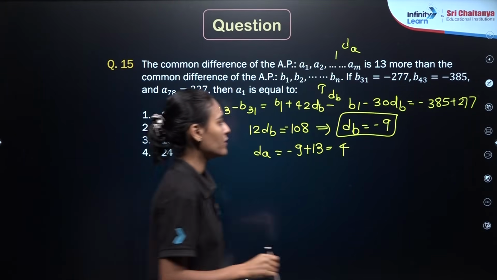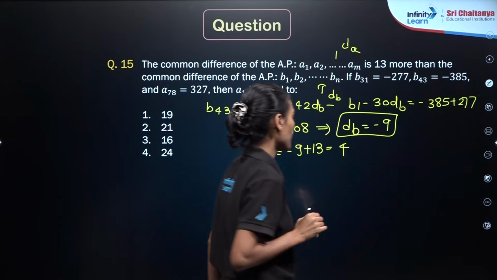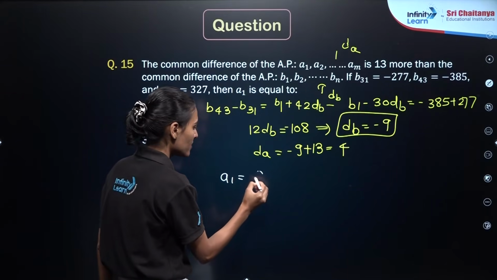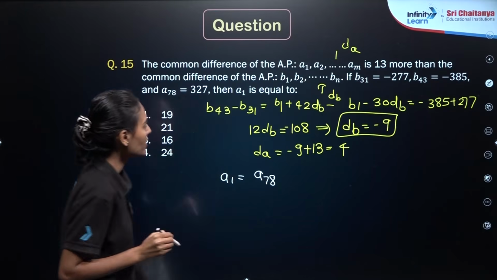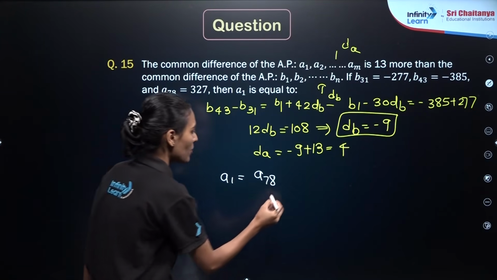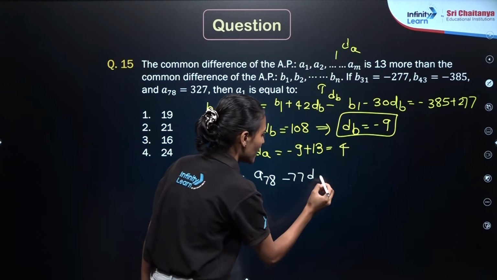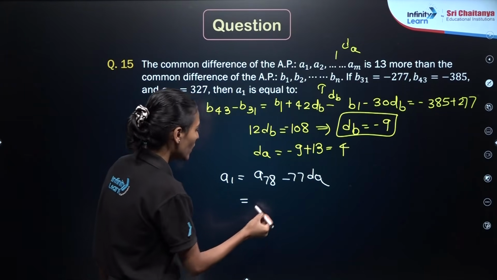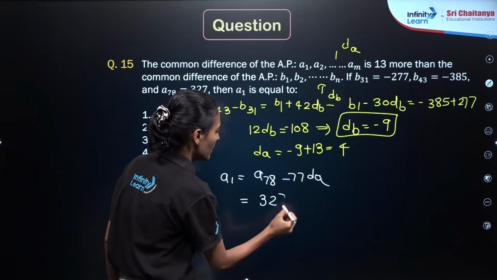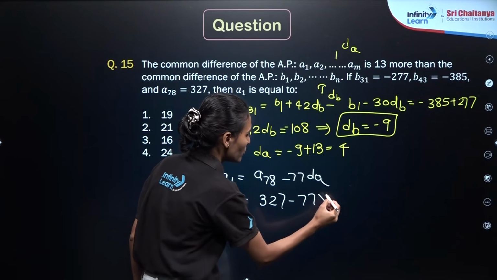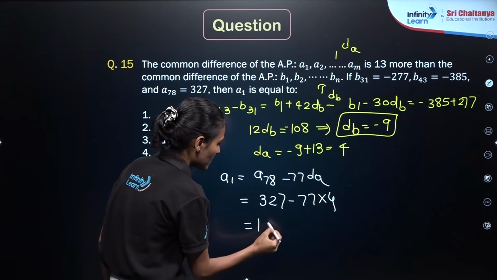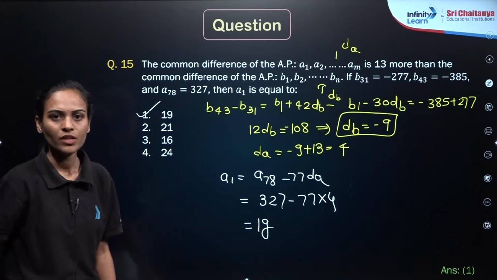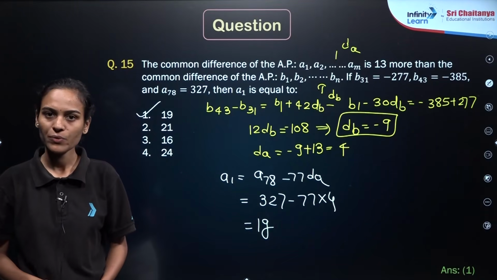Now please calculate what is A1, the first term. I can calculate it from A78, right? A78 minus 77 times dA is nothing but A1. So A78 is 327 minus 77 into 4. If you do this, you will get the answer as 19. So here option 1 is correct. So in this way you can do these type of questions.